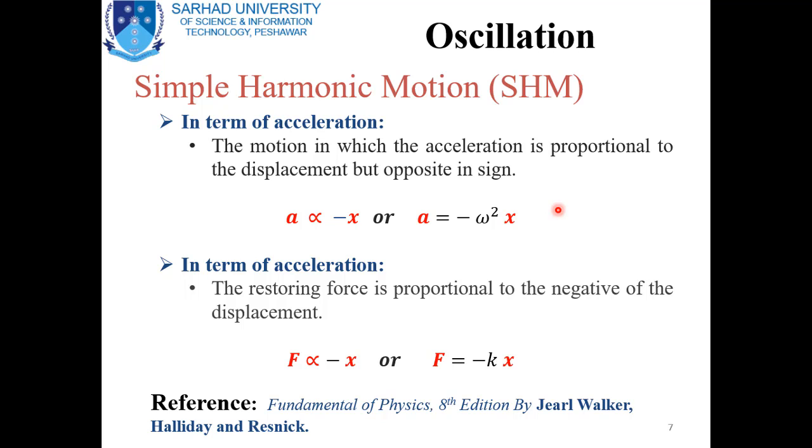So K is known as the constant of proportionality, or it may be called the elastic constant as well. In this slide we define simple harmonic motion, which is a special type of oscillation. We define simple harmonic motion in terms of acceleration and in terms of force. You will see that the negative sign indicates that the acceleration is toward the mean position, or in terms of force, that the restoring force is always toward the mean position.